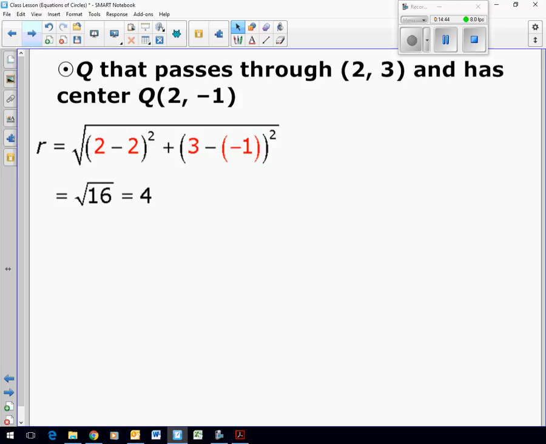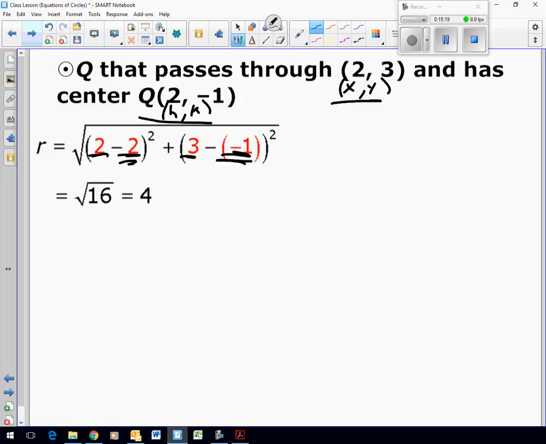Circle Q that passes through 2, 3 and has a center at 2, negative 1. Which, I did this for a reason. What letters am I gonna put with 2, negative 1? What letters am I gonna put with 2, 3? Y'all got it? Okay, so when you take this, you're gonna be solving for your radius, because that's the part that's missing. Plug that into your distance formula. Notice we put X and Y here, H and K are going there, solving it out, using the distance formula, okay? Everybody with me on that?